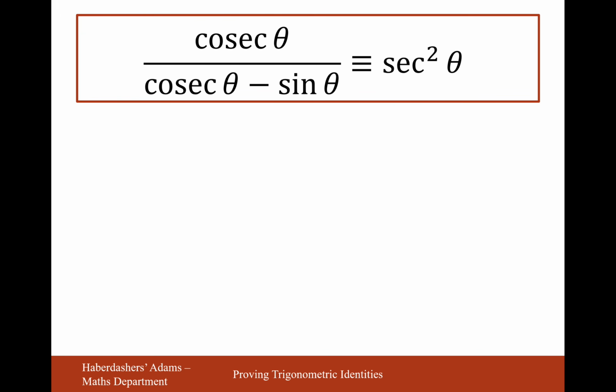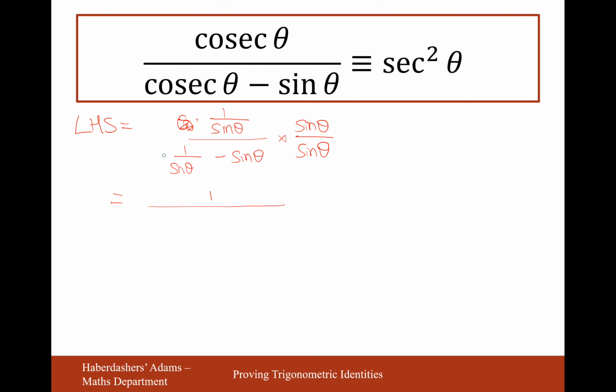So this one is cosec theta over cosec theta minus sine theta. So same kind of strategy here. Let's write cosec as 1 over sine. And then on the denominator it's going to be 1 over sine theta minus sine theta. So we can see here on top and bottom we've got fractions where sine's on the bottom. So if I multiply top and bottom by sine theta, that will cancel out those fractions. So 1 over sine theta times sine theta on the top gives me just 1. And on the bottom, 1 over sine theta times sine theta is 1.